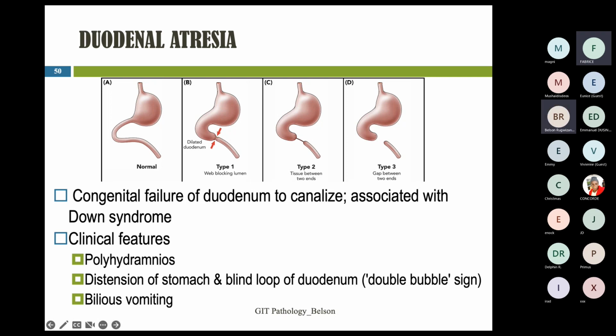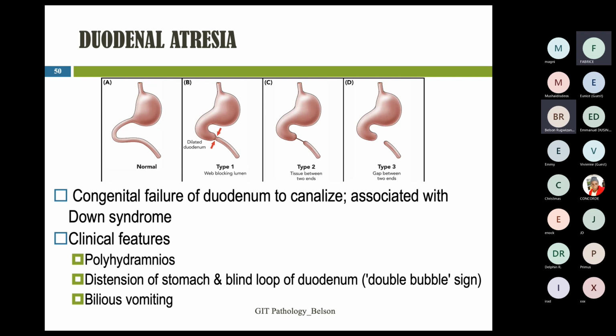Then we have here almost no connection. There is just a small tissue, but fluid or food cannot pass through it in type 2. Type 3 there is no connection. There is just a gap between them. So this is duodenal atresia.